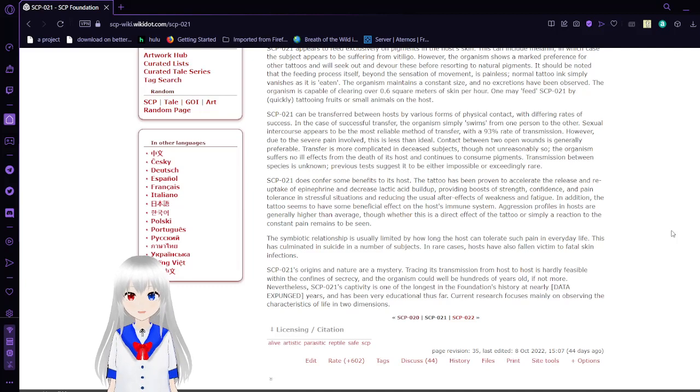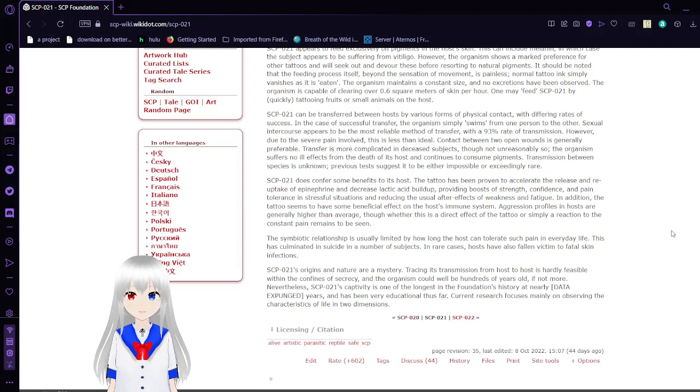SCP-21 does confer some benefits to its host. The tattoo has been proven to accelerate the release and reuptake of epinephrine and decrease lactic acid buildup, providing boosts of strength, confidence, and pain tolerance in stressful situations, and reducing the usual after effects of weakness and fatigue. In addition, the tattoo seems to have a beneficial effect on its host's immune system.